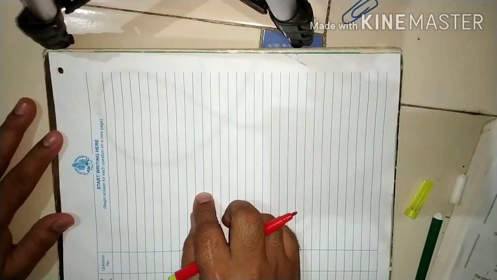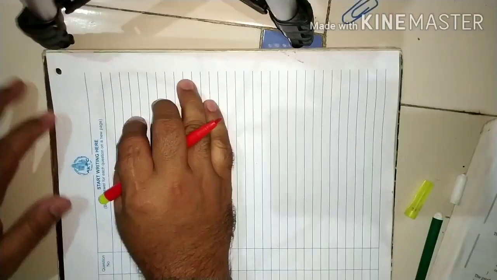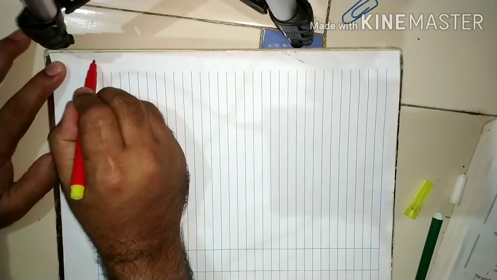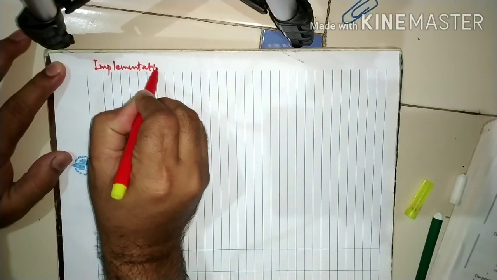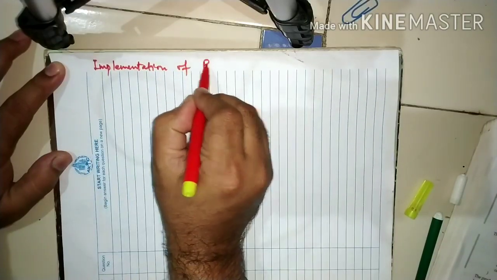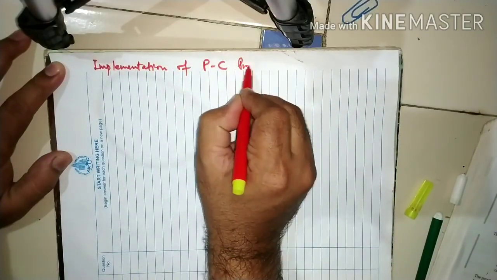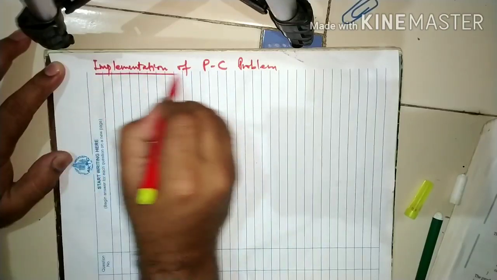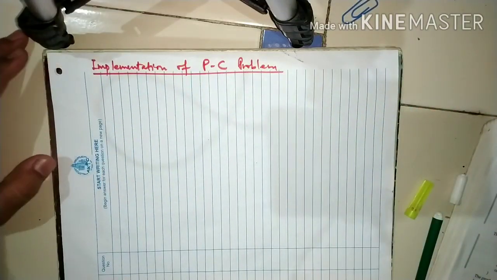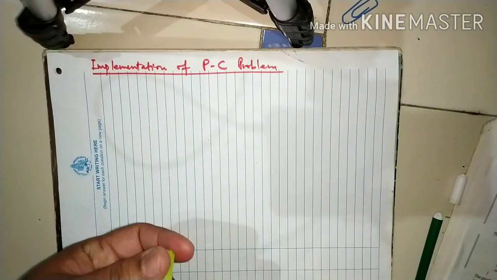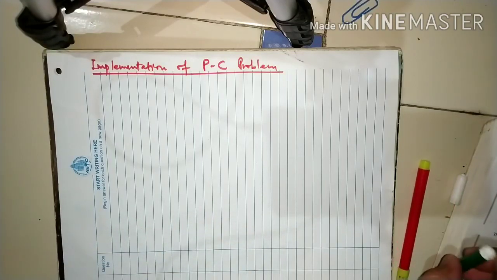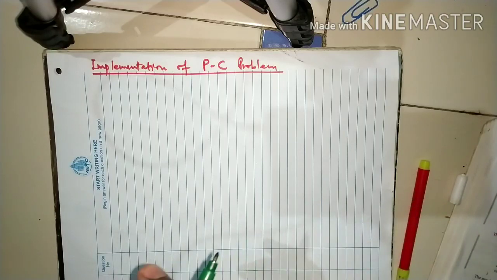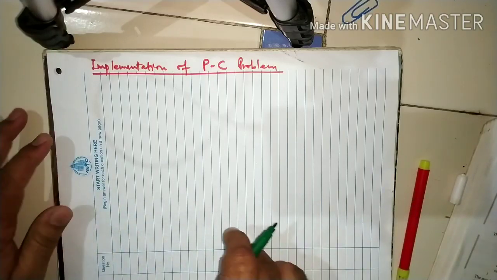So let us understand the implementation part of the producer consumer problem. That is very simple. Implementation of the producer consumer problem. PC problem means producer and consumer problem. First of all, for implementation of the producer and consumer problem, we have to make some considerations and initialize a few variables that we have to consider.